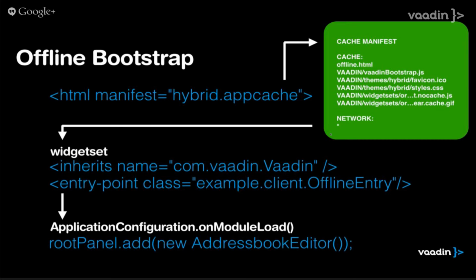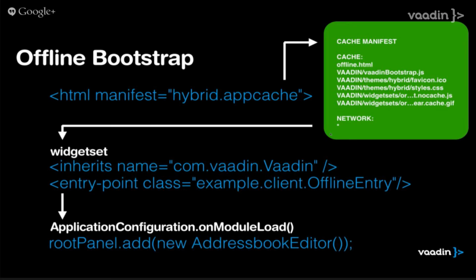And we also have to use this Vaadin widget set instead of the default widget set, so that we don't have 2 entry points for the same application. If we would use the default widget set here, we would have 2 entry points and we would start rendering both the offline and the online version at the same time.